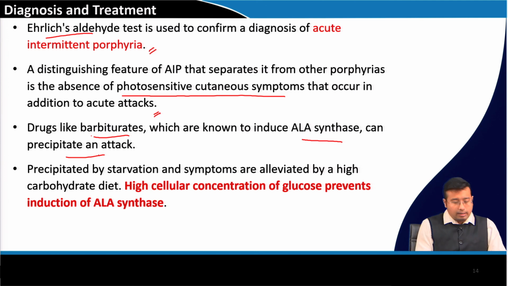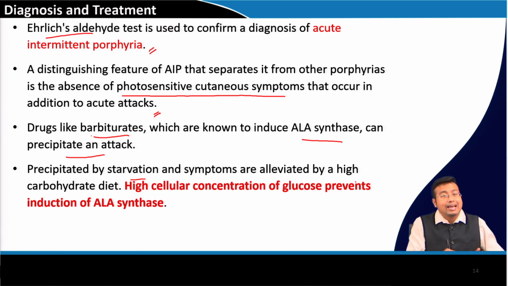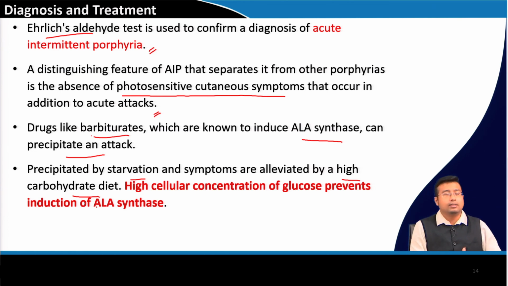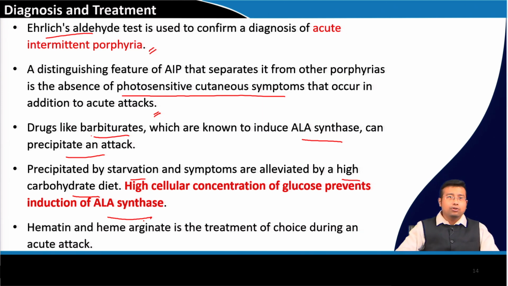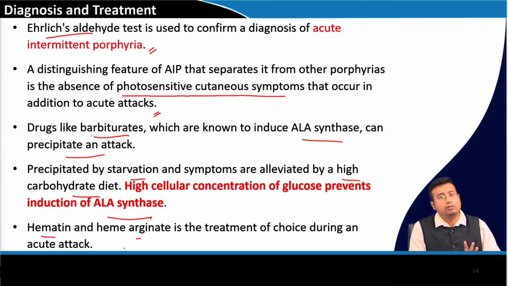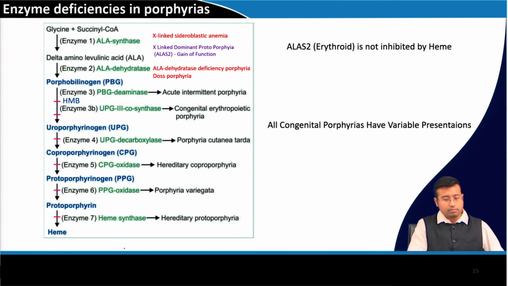It is also precipitated by starvation and conditions that are starvation, that is hypoglycemia, right, and it is relieved by a high carbohydrate diet. Why is it so? I already discussed during heme synthesis regulation that a higher cellular concentration of glucose prevents induction of ALA synthase. So, somehow heme synthesis is inhibited when there is more glucose. That is the reason why glucose infusion is actually a mode of treatment to alleviate the acute attack. Moreover, other inhibitors of ALA synthase like hematin and heme arginate are also the treatment of choice during an acute attack, right.